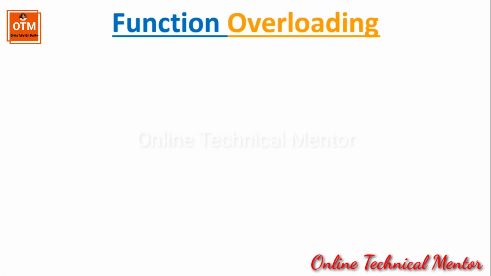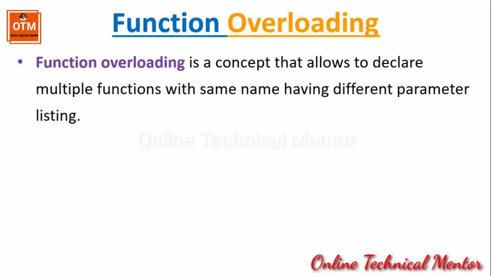The last property is function overloading. Function overloading is a concept that allows us to declare multiple functions with the same name having different parameter listings. Let me explain it to you with an example.